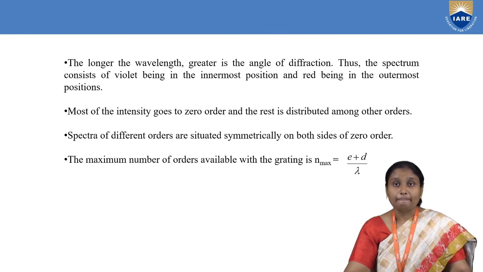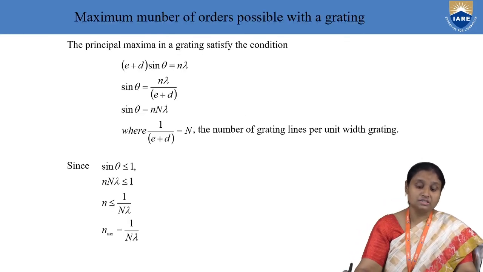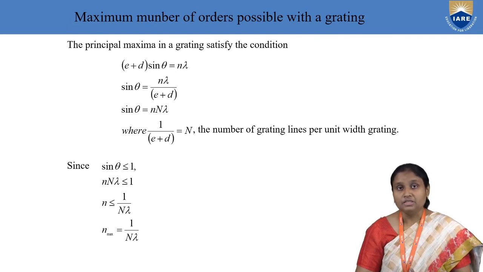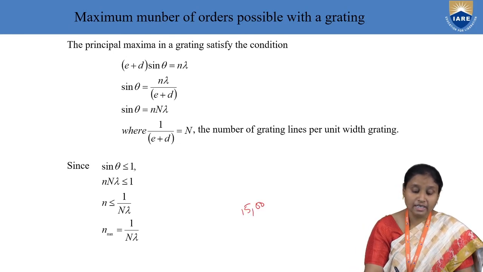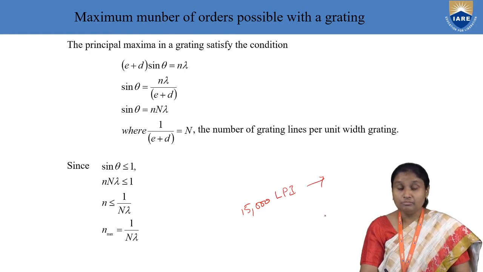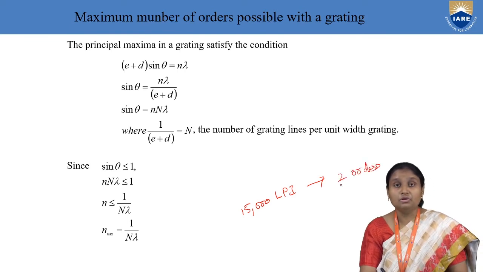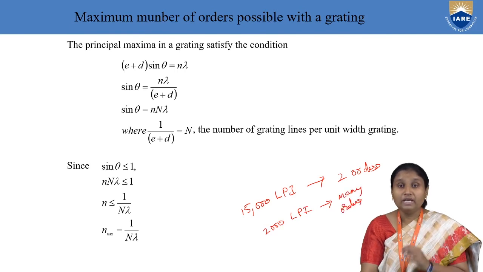So here you have seen the grating spectrum. Now one more important point to discuss here is, in the lab when we perform the experiment, if I take a grating which has 15,000 lines per inch, then we observe on the screen a maximum of 2 orders of principal maxima. Whereas if I take a 2000 lines per inch grating, then I am able to see many orders of principal maxima. So why are these orders changing?